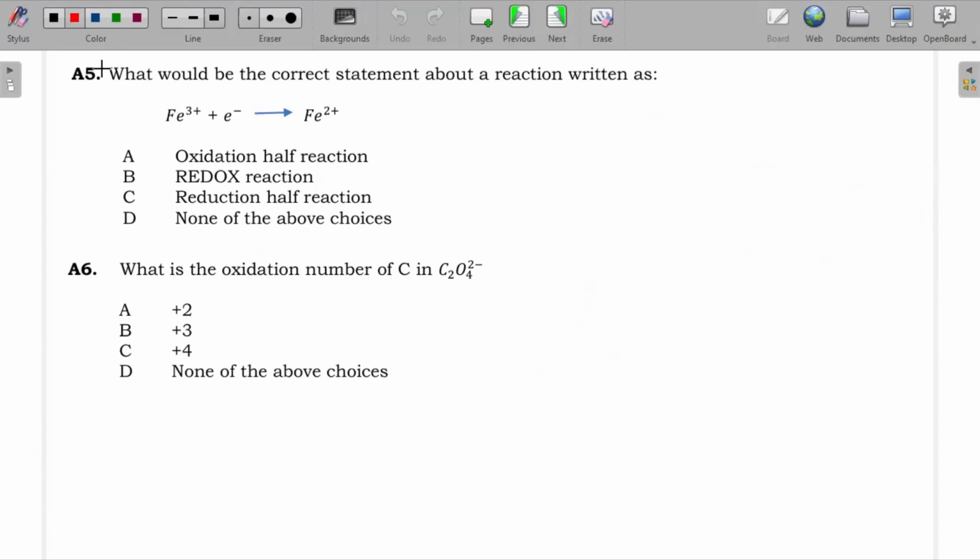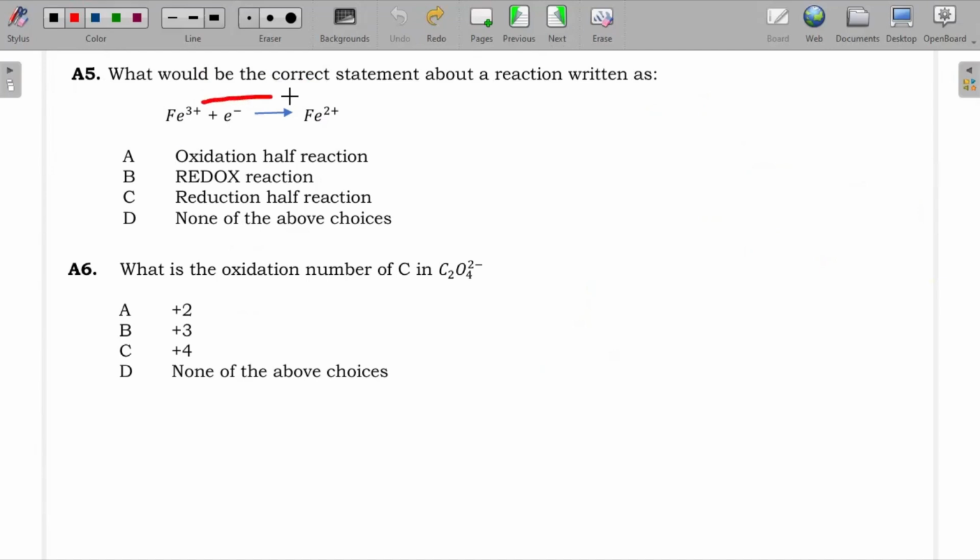Okay, question 5, they're asking what would be the correct statement about a reaction written like that. Is it an oxidation half reaction? Is it a redox or is it a half reaction? So here you just have to check the oxidation states, or the charge on the atom that you have. So this one I have +3, and then they have +2.